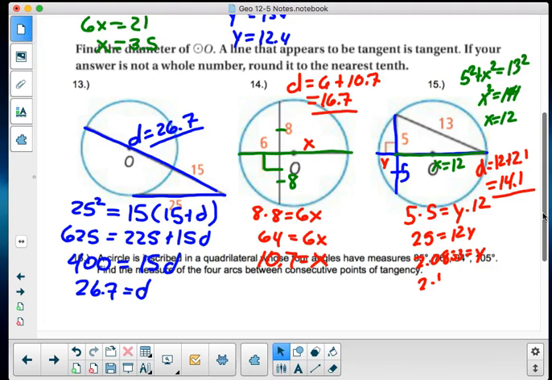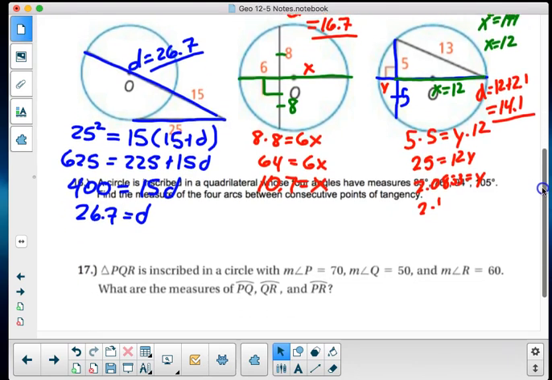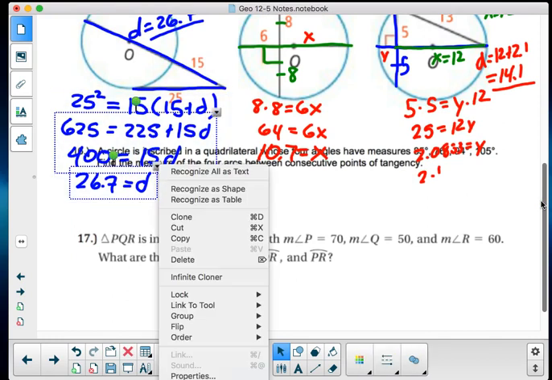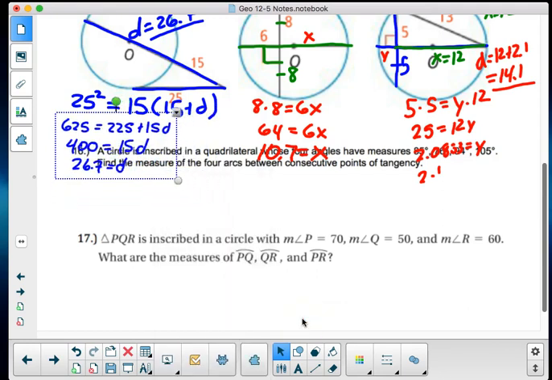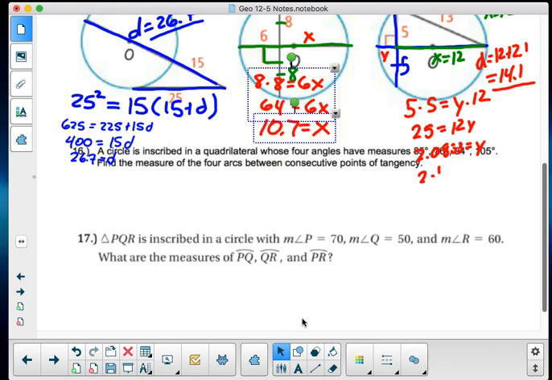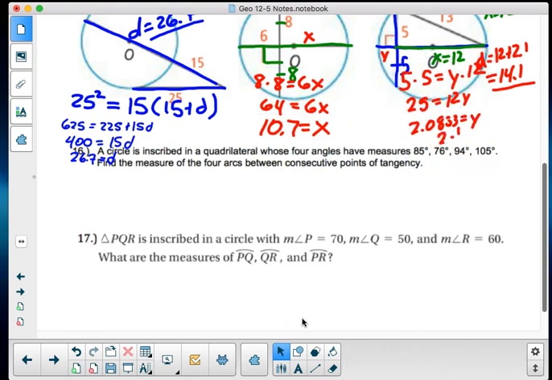So I was able to find the diameter with each one of those using my other properties. Now let's get this stuff all minimized here, and get on to the next thing.